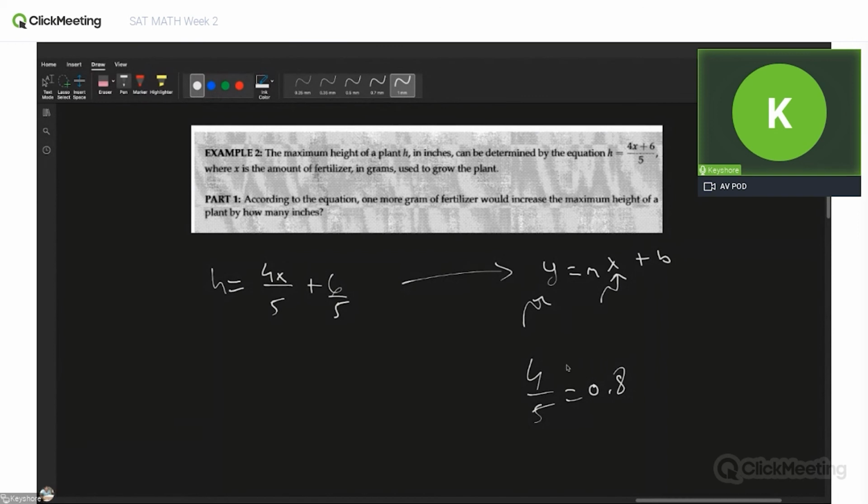But yeah, this just means this is the increase in height of maximum height. This is the amount of fertilizer we have. So if we just take 5 divided by 4, we get 0.8 increase in height over 1 unit of fertilizer added. And so it's 0.8. So good job of getting it correct.